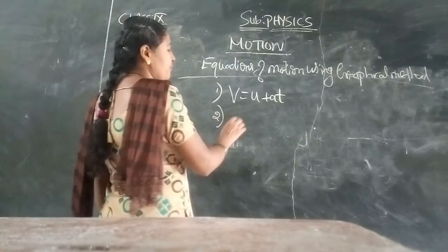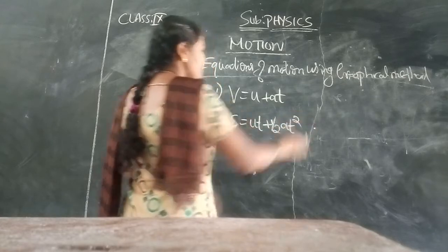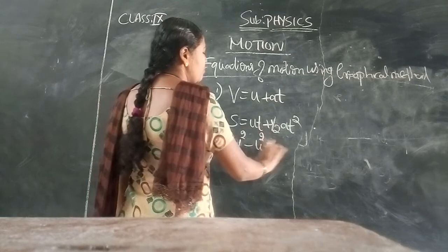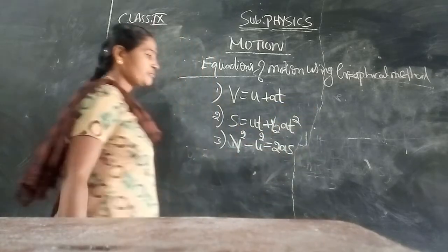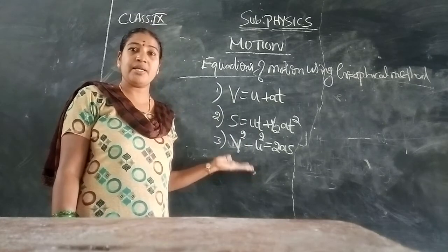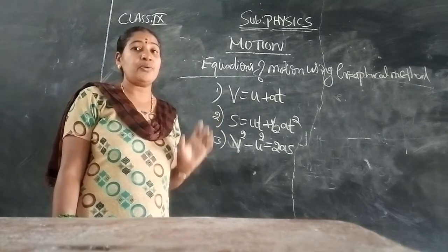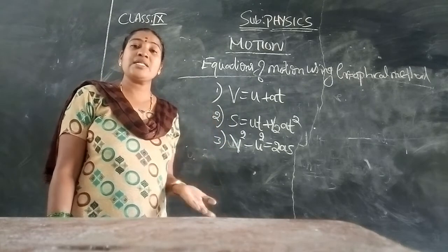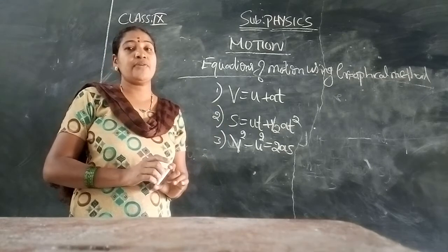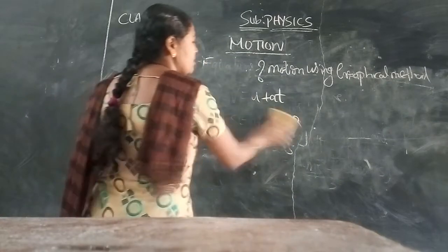What about the second one? s is equal to u t plus half a t square. This is another equation. The third one is v square minus u square is equal to 2 a s. Based on the graph, we have derived the equations. You have to learn how to derive them, because they may ask a 5 marks question, 4 marks question, 3 marks question, like that. So important derivations you have to learn. Then, based on this, they may ask problem based questions also.